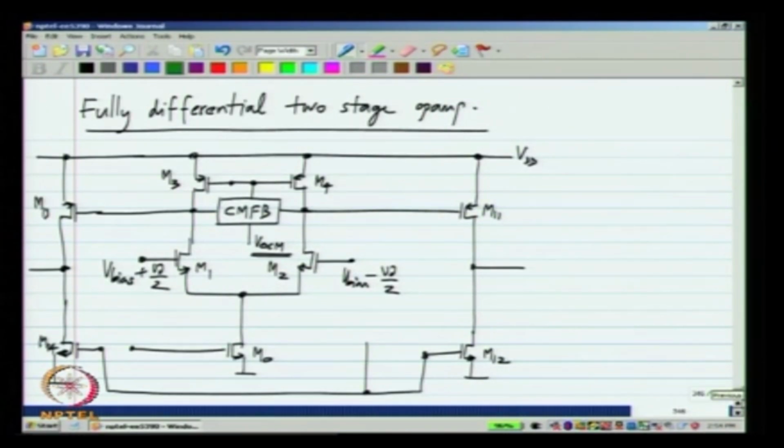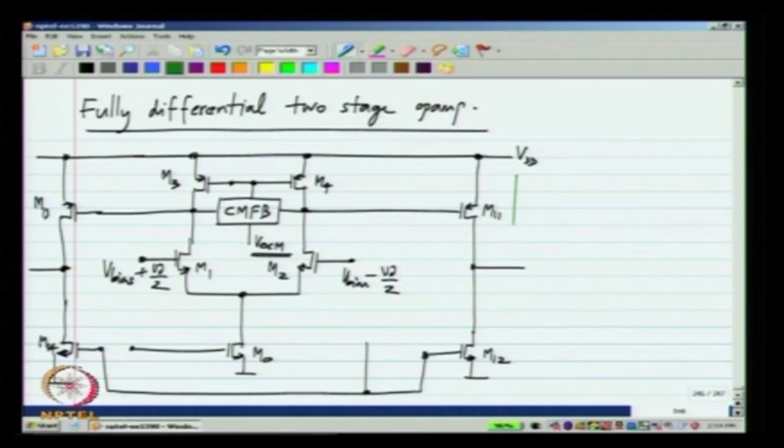Now, we have the fully differential 2 stage op amp, and we have assumed that the first stage has a common mode feedback circuit, that is the first stage is a fully differential single stage op amp with its own common mode feedback circuit. Now, what should be the quiescent output voltage of the first stage? We need a certain bias current, let us say I12 in the second stage. Okay. The common mode voltage at the output of the first stage is equal to VOCM, and VOCM produces a certain current in M11 and M13 in the quiescent condition, and that should be equal to the desired bias current in the second stage. Okay.